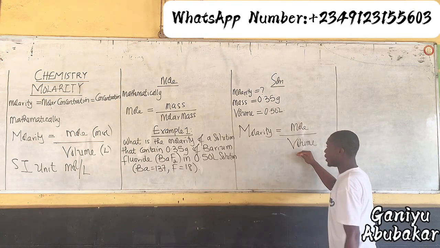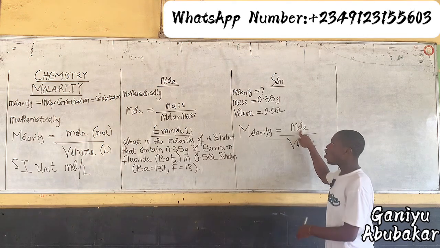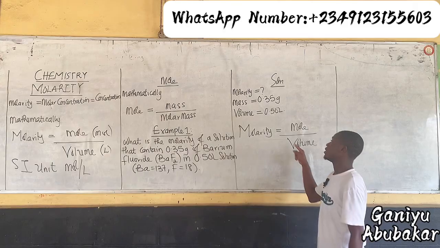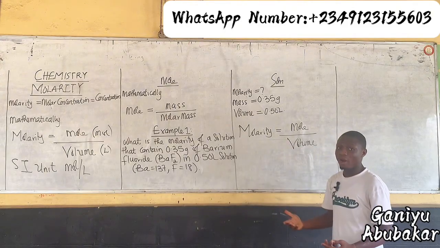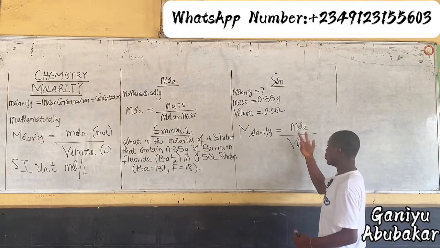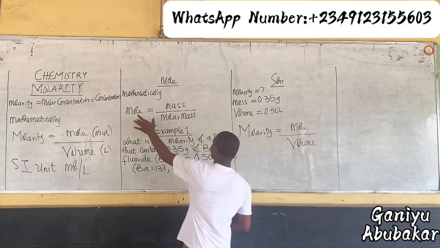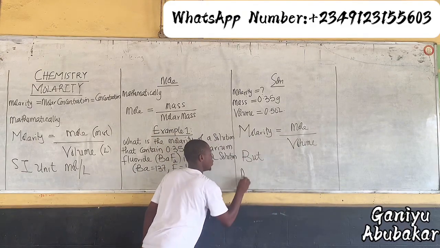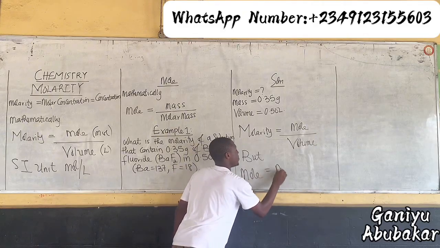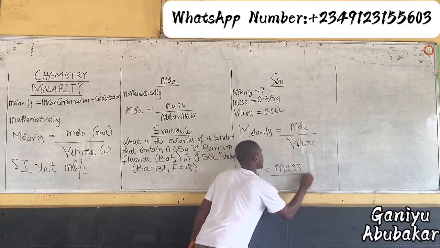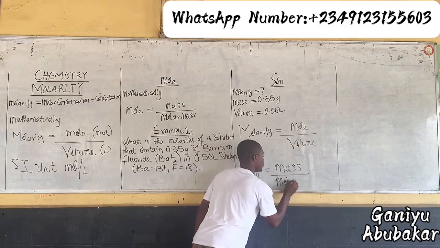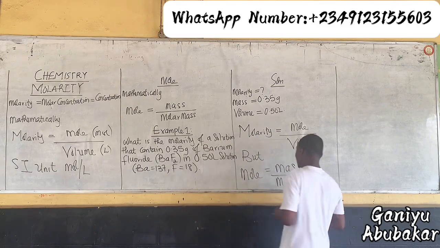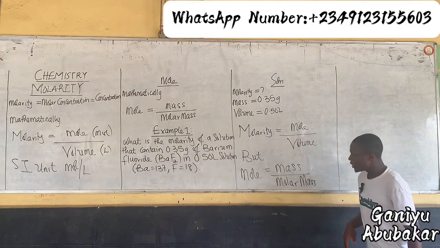Help me check up here. Am I given mole? Of course, I don't have mole here. Am I given volume? Of course, yes, there's volume. So my task now and responsibility now is to find mole. Let's get mole from this formula here. But we know that mole is what? Mass over what there? Over molar mass.